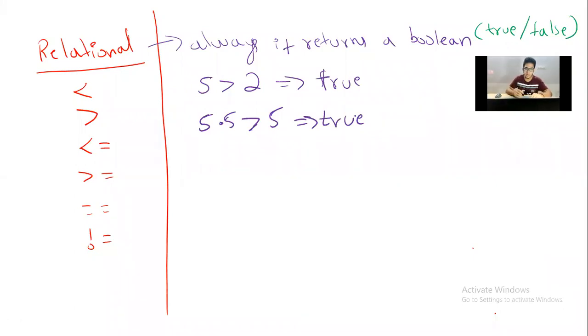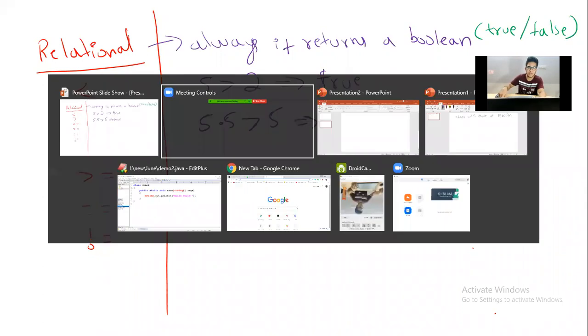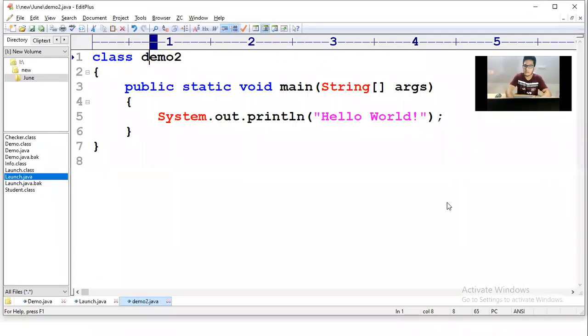So I hope you have understood here also. Let's compile and test whether this is true or false. Is 5.5 greater than 5? Can you tell me, what is the output here?